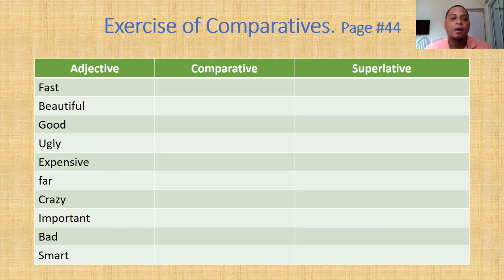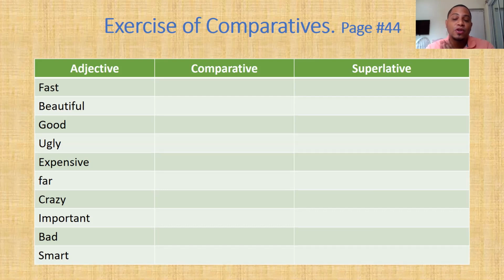And then you have ugly. So ugly has two sounds. So if it has one sound, it's one syllable. If you have two sounds, it's two syllables. So the adjectives that normally have one or two syllables, they are short.